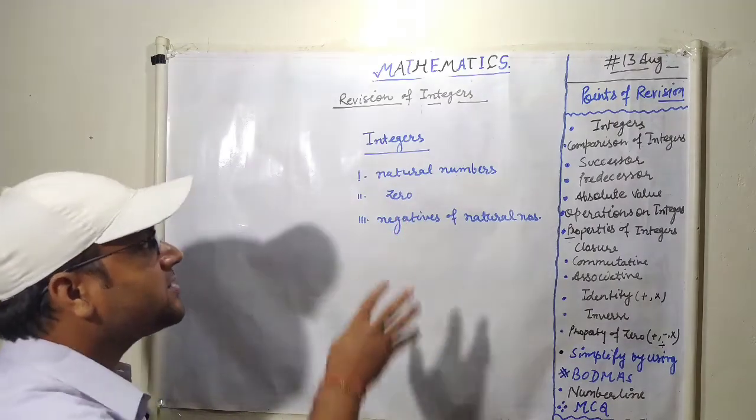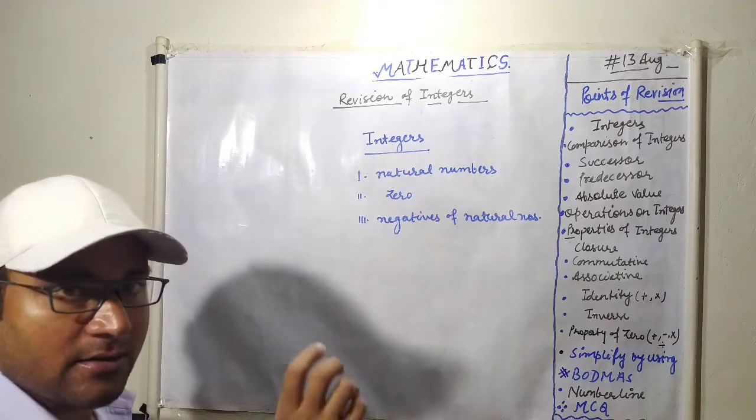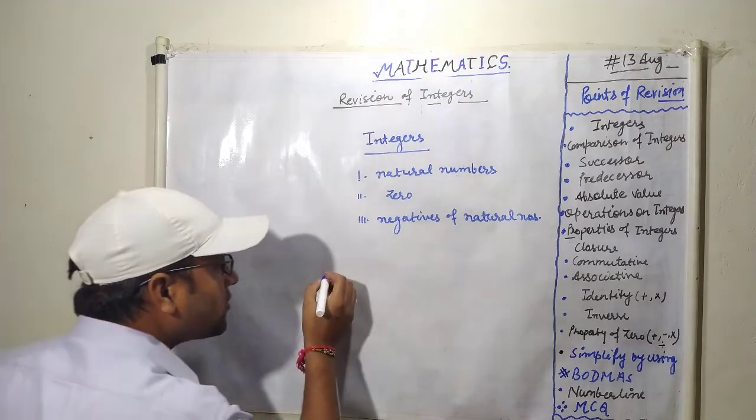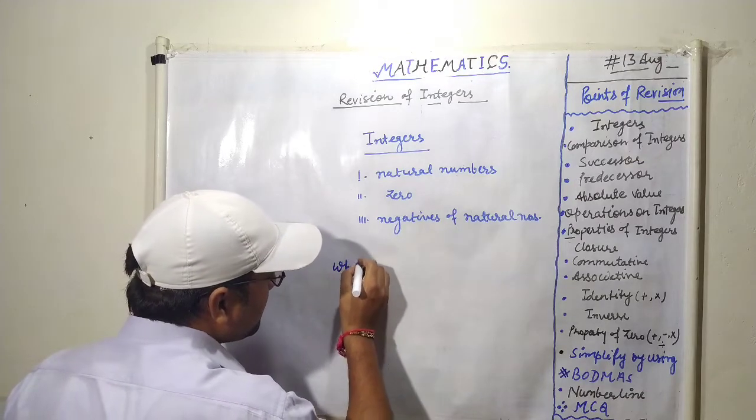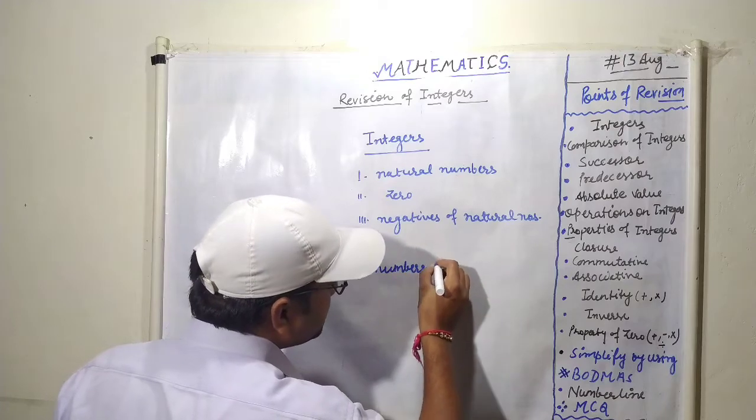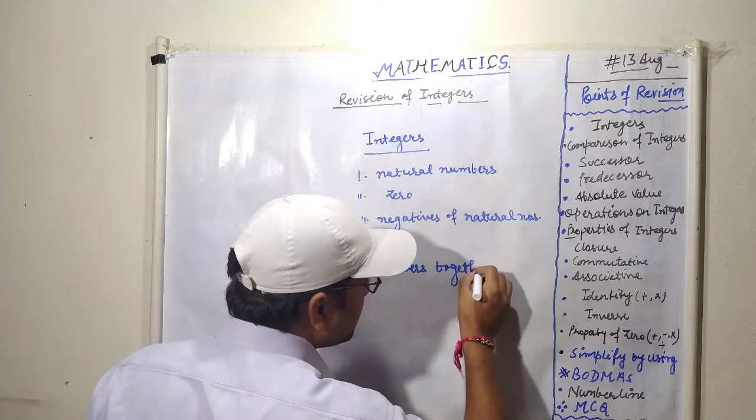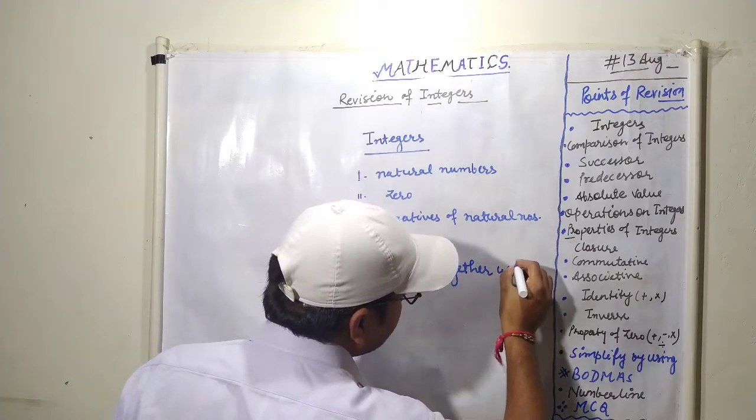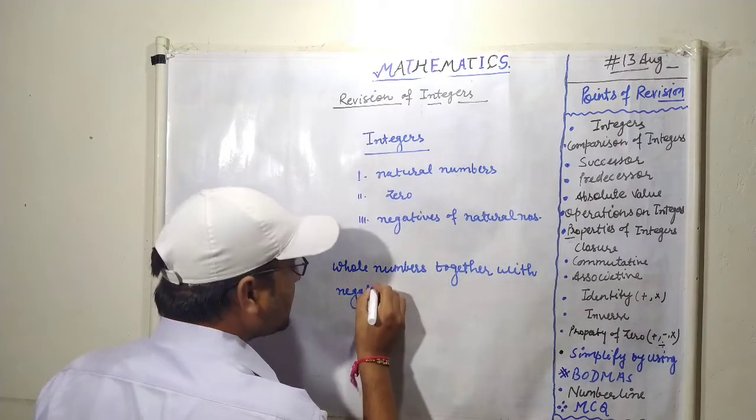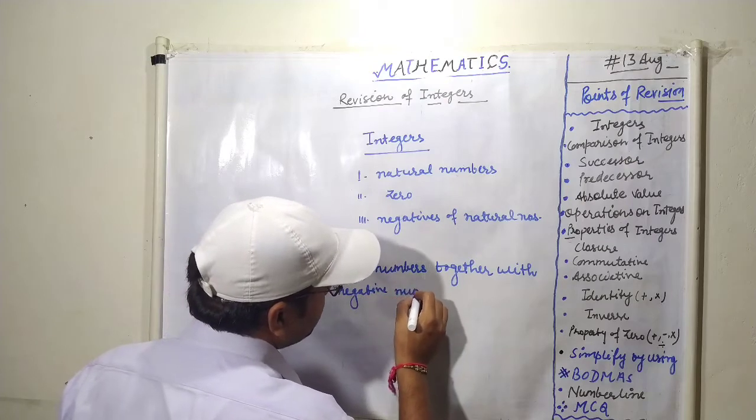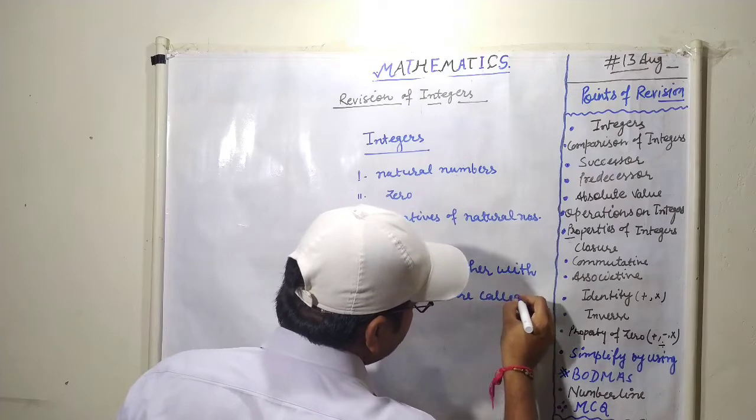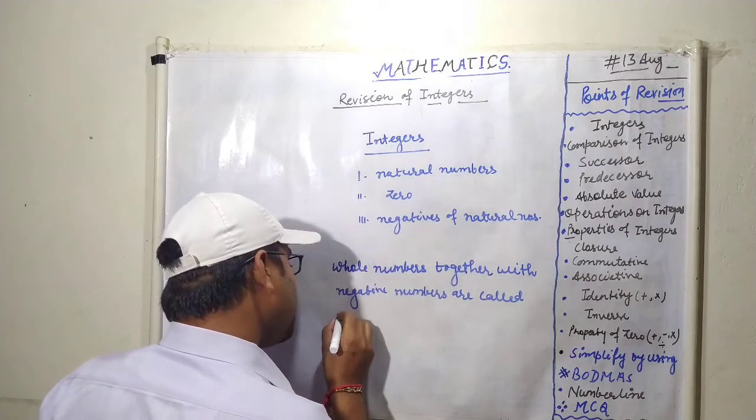One more definition of integers: the collection of whole numbers together with negative numbers are called integers.